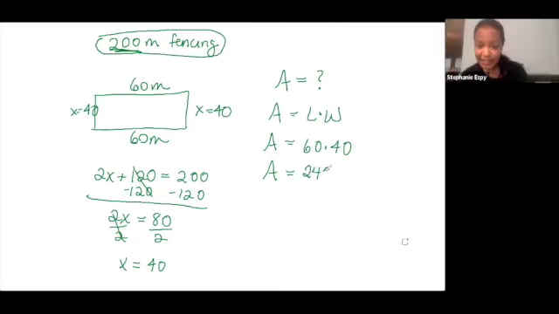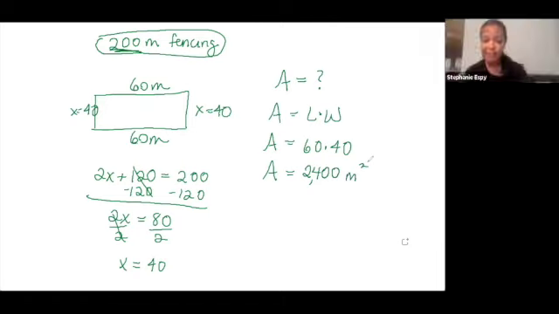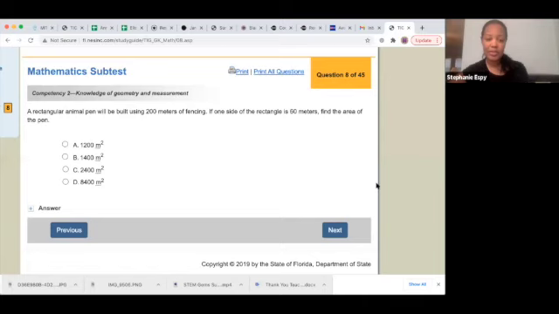What is it? 2,400. So that is the area of that pen, 2,400, which means, to go back, our answer choice is C, 2,400.